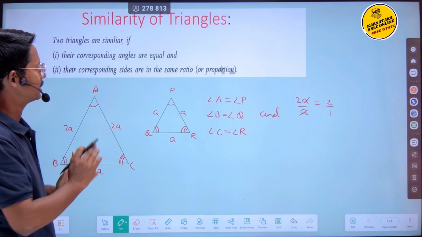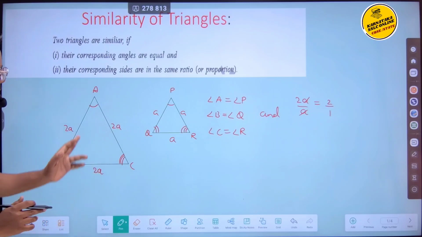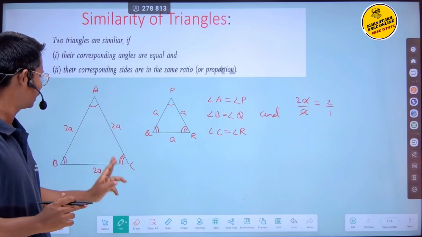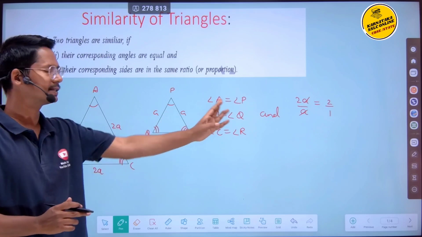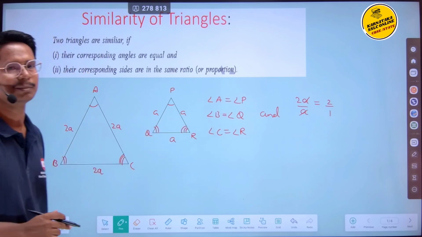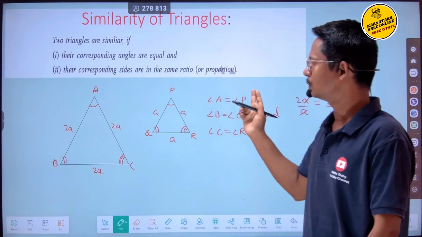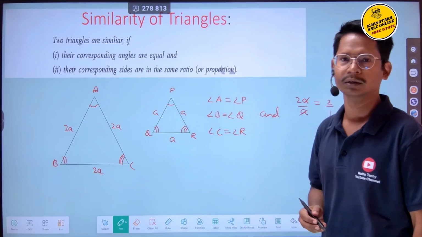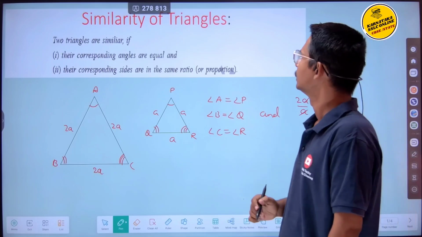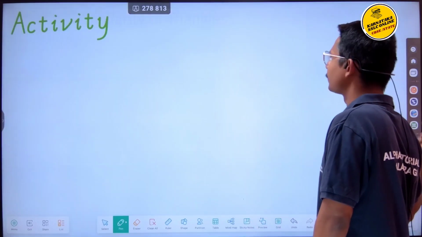Such two triangles, where the corresponding angles are equal and corresponding sides are in the same ratio, are called similar triangles. Both conditions should be satisfied in order to say the two triangles are similar. So we'll go to the actual topic.